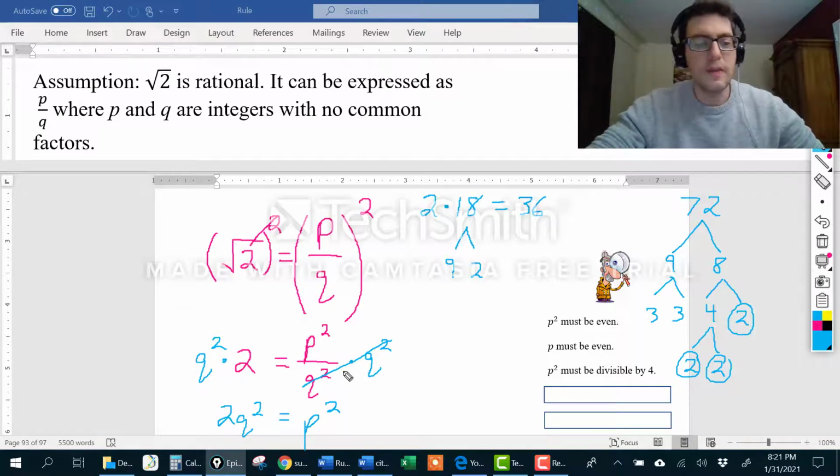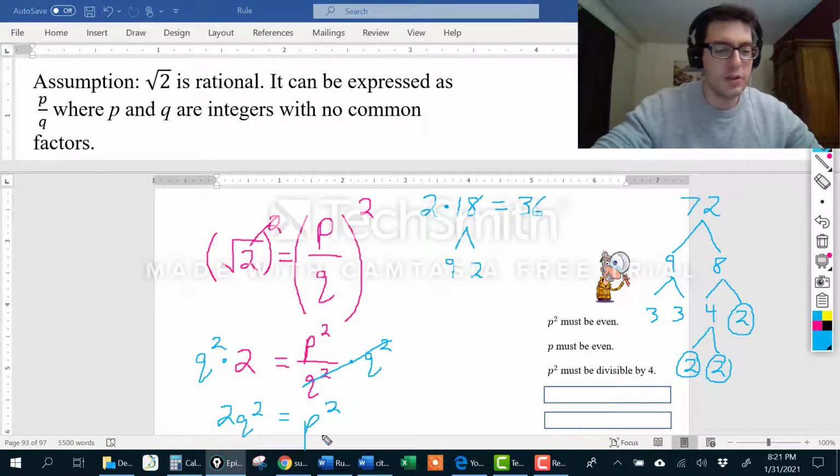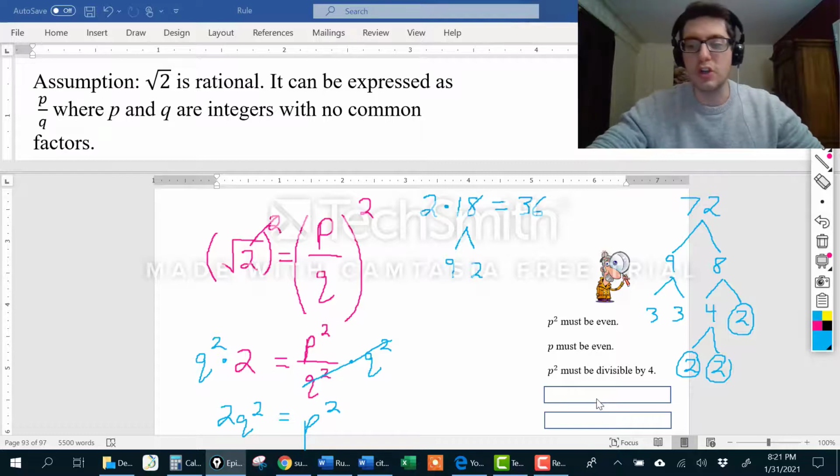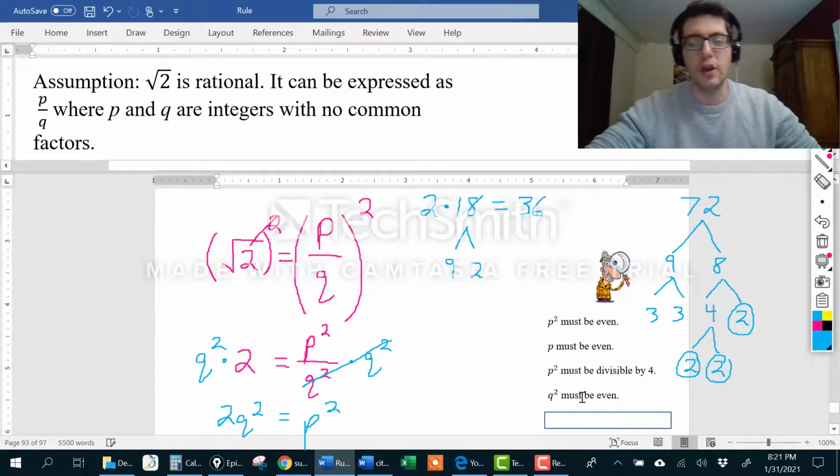So since we know that p squared is divisible by 4, and we're writing it as 2 times something, that something must have the other factor of 2 in it, and therefore it must be an even number. So we just learned that q squared must be even.